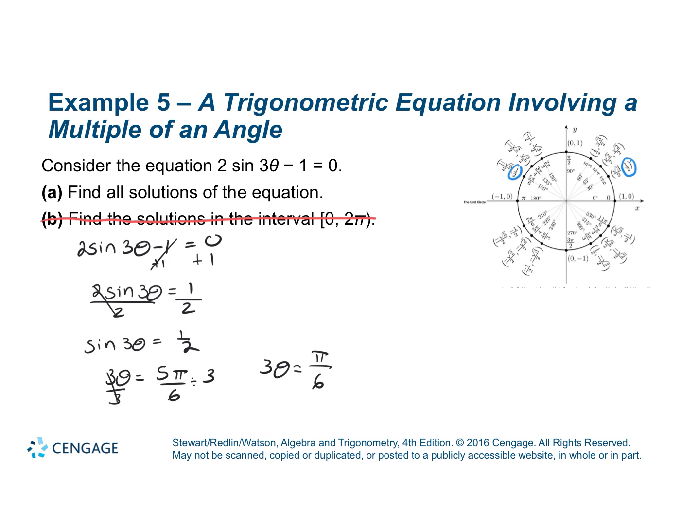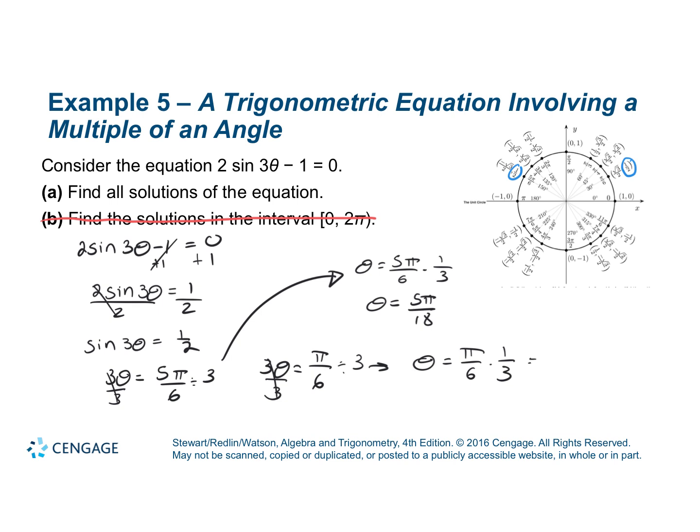We're going to do keep, change, flip. I'm going to do this one up here. So we're left with theta is equal to 5 pi over 6 times a third. So we get the first theta to be 5 pi over 18. And then we're going to do the same thing here. We're going to divide it by 3, which again is going to be keep, change, flip. And we're going to be left with theta is equal to pi over 18. So here we have two answers.